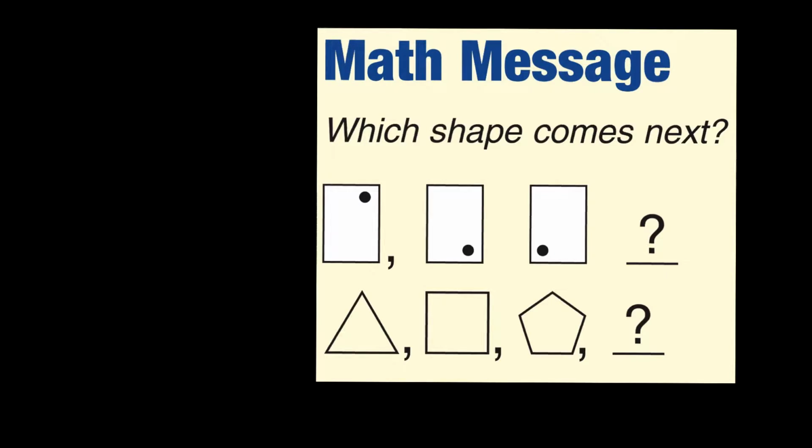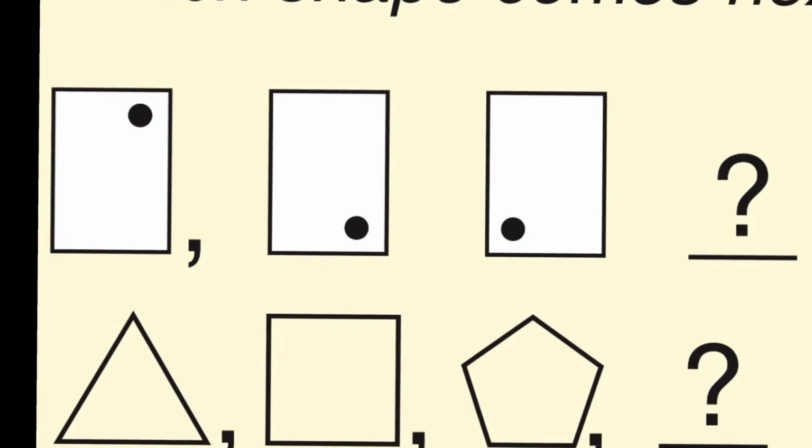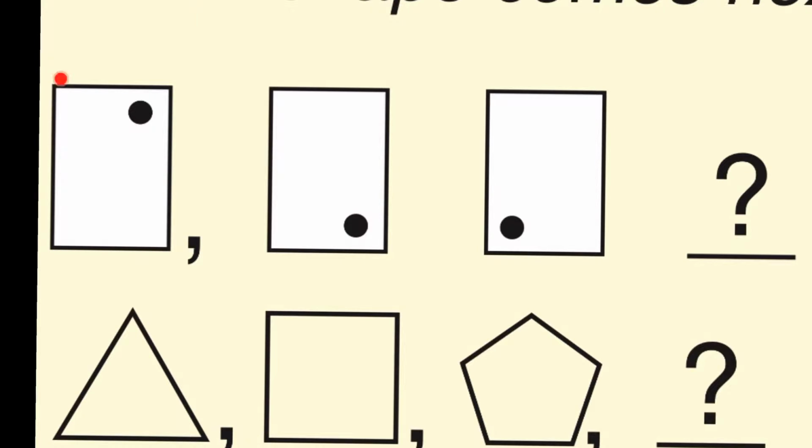Okay? Here's a couple of patterns. I want you guys to think about what comes next. Okay, so let's look here. Think about this. I have a rectangle. Rectangle stays the same. What's changing is the dot. The dot starts here at the top, then it moves down over to here, then it moves over to here. So in here, what will I have? I'm still going to have a rectangle, and my dot will have moved up to the top, right?